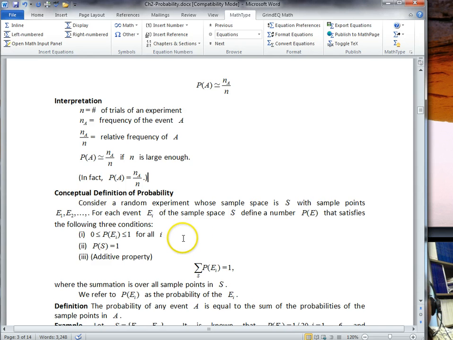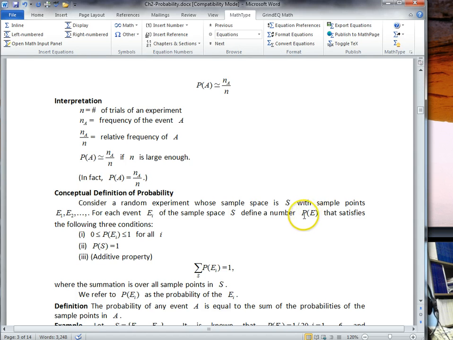It was in about 1932-33 when he came up with this definition. So if you consider a random experiment whose sample space is S, with sample points E1, E2, etc. We have all these points in S. Now for each event, E sub i, of the sample space, we're going to define a number called P of E.